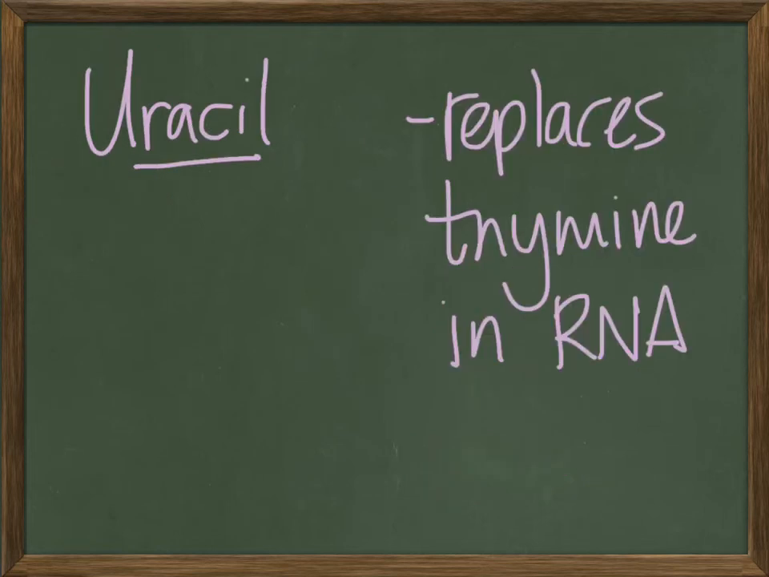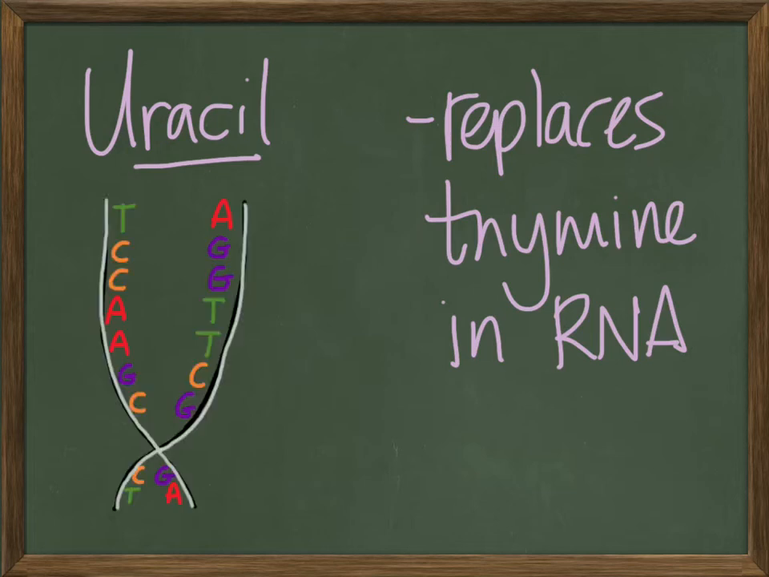Let's talk about uracil. We'll see it more later, but it's the base that replaces thymine in RNA. There's a piece of DNA ready to get transcribed, and when it does that, every place that we would normally expect to see a T, we instead see uracil.